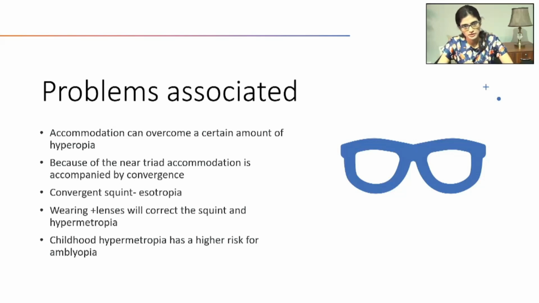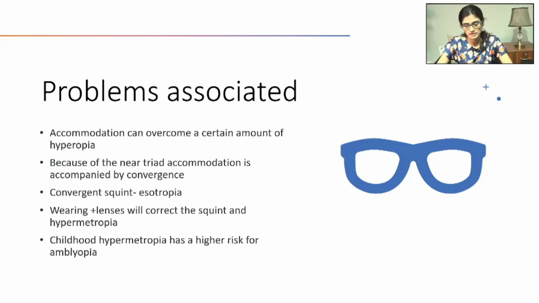Now, especially during childhood, there is a big range of accommodation by the crystalline lens. Because accommodation is associated with convergence of the eye, when they accommodate, the eyes will converge and you will see a convergence squint. So in children, one of the reasons for squint can be hypermetropia, and if you correct the hypermetropia, the squint will automatically correct itself.